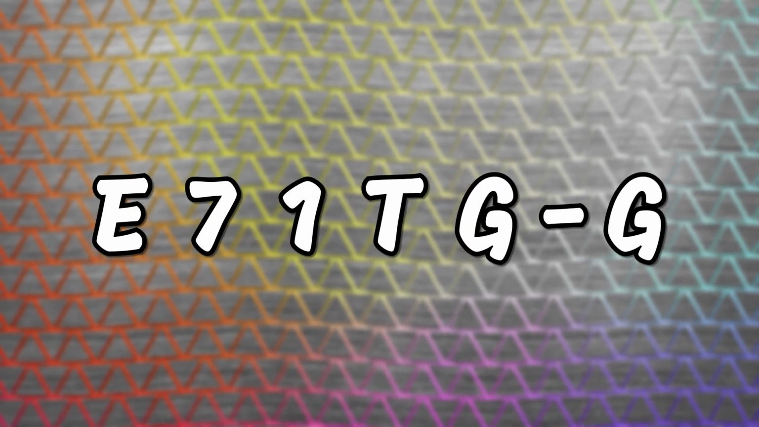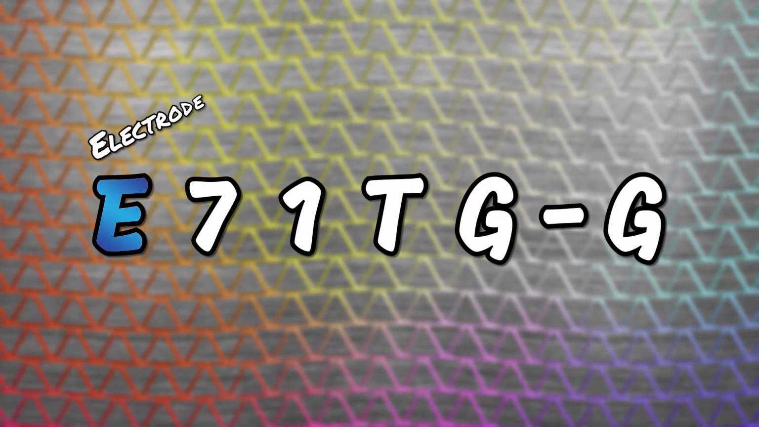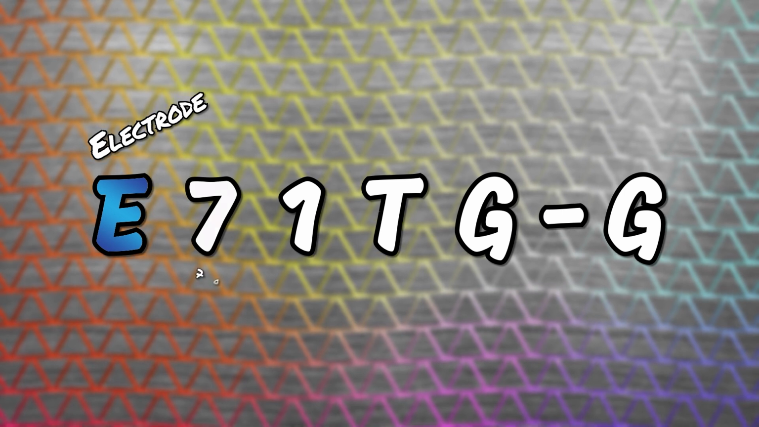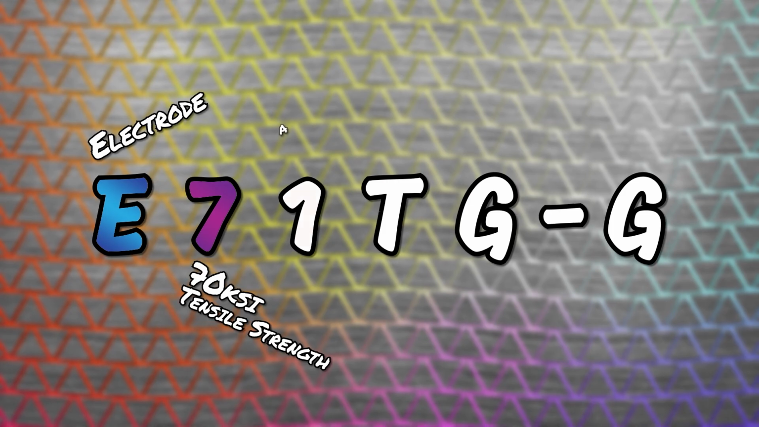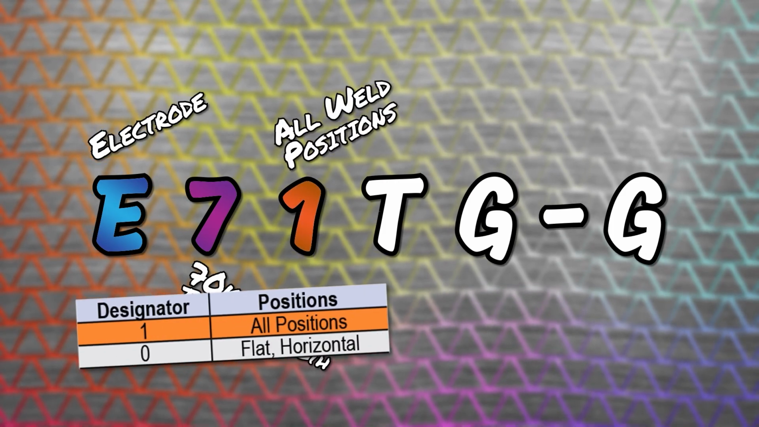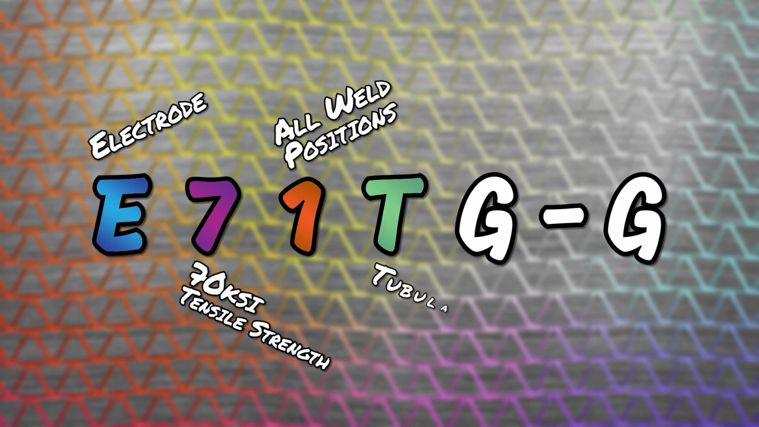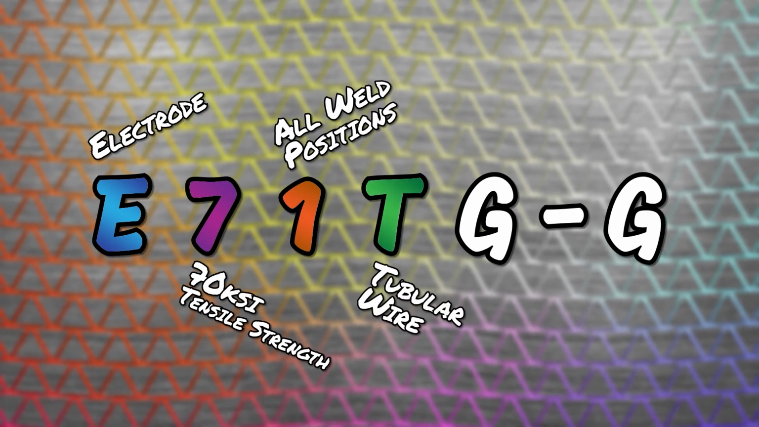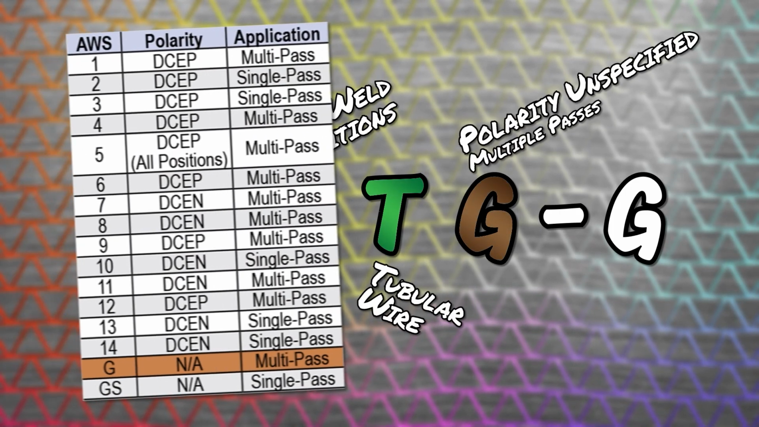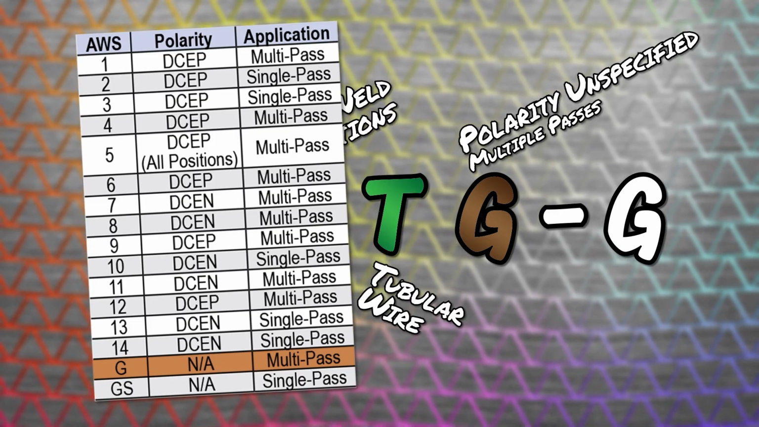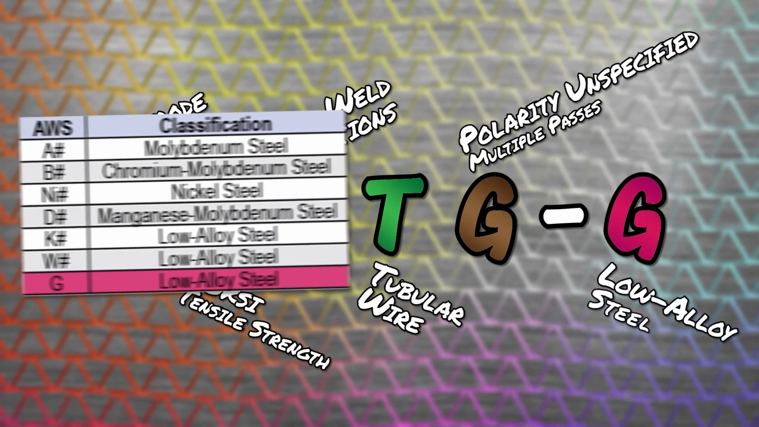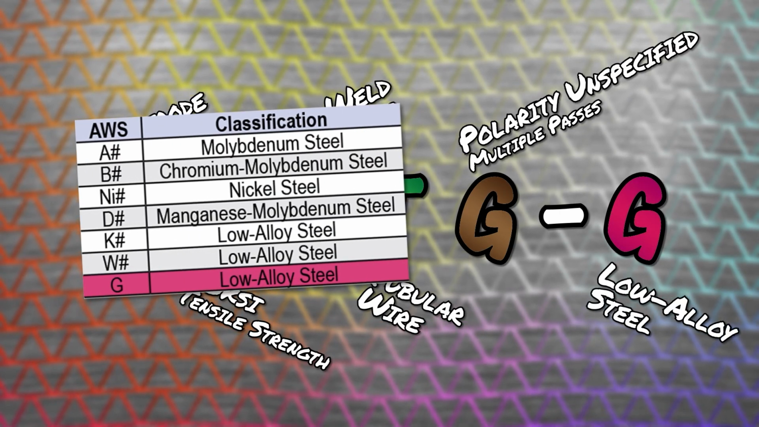E71TG-G, it's an electrode, has 70 KSI tensile strength, can be welded in all positions, is a tubular wire, has no specific polarity and is good for multiple passes, and the weld metal will be a low alloy steel composition.